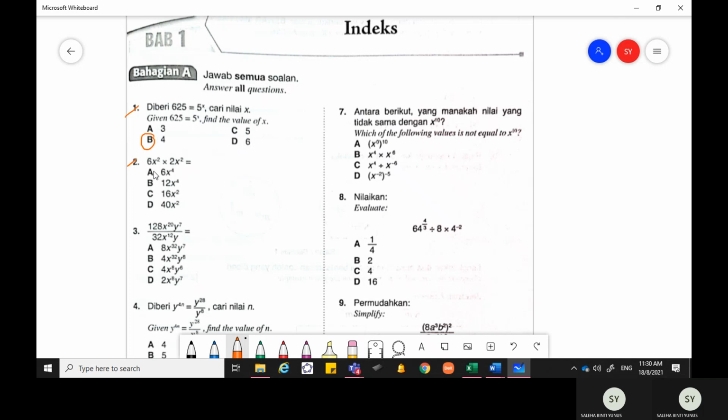So question number 2, 6x squared multiply with 2x squared. So bila multiply, kita boleh combine. So nombor darab dengan nombor, so 6 times 2, 12. x squared times x squared, so bila multiply with the same base x, just add up the power. So 2 plus 2 will be 4. So 12x to the power of 4.